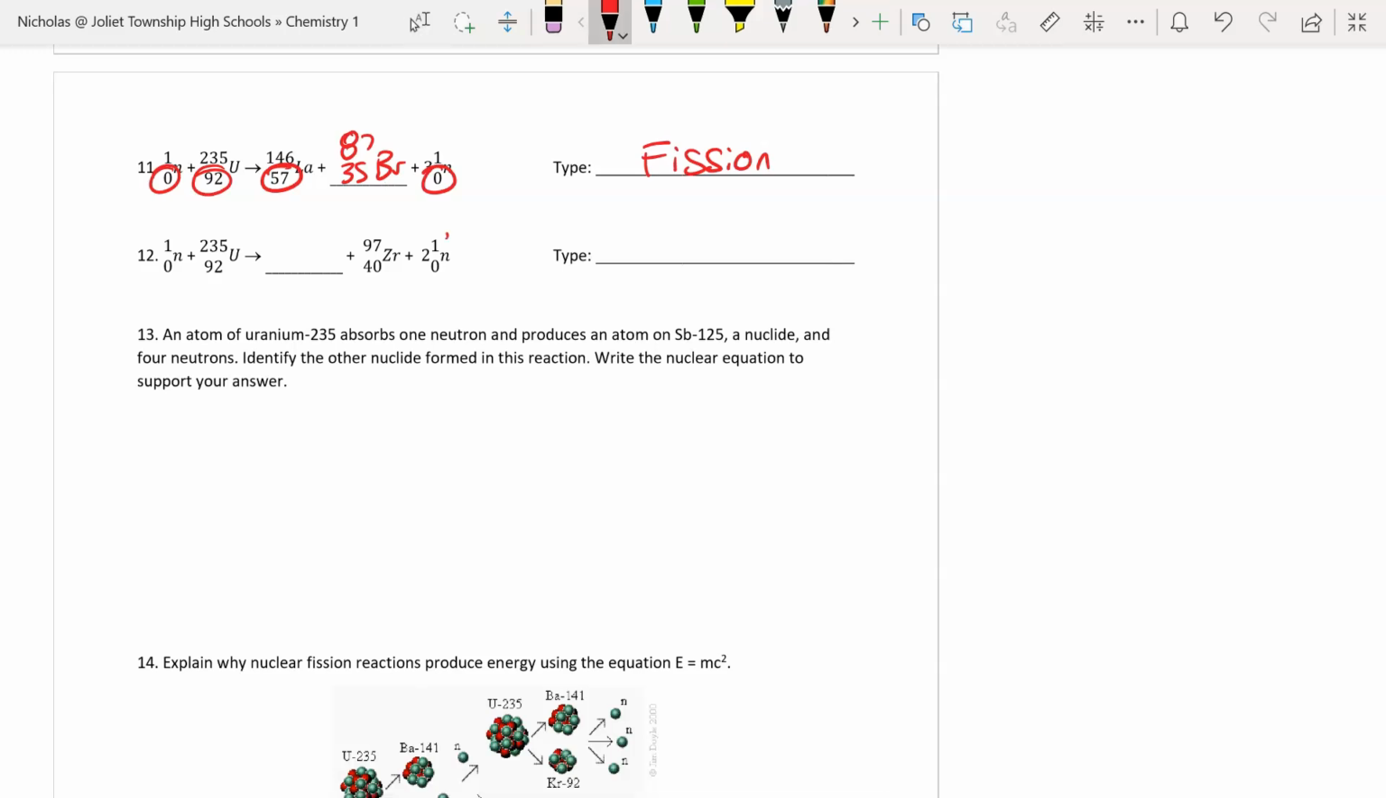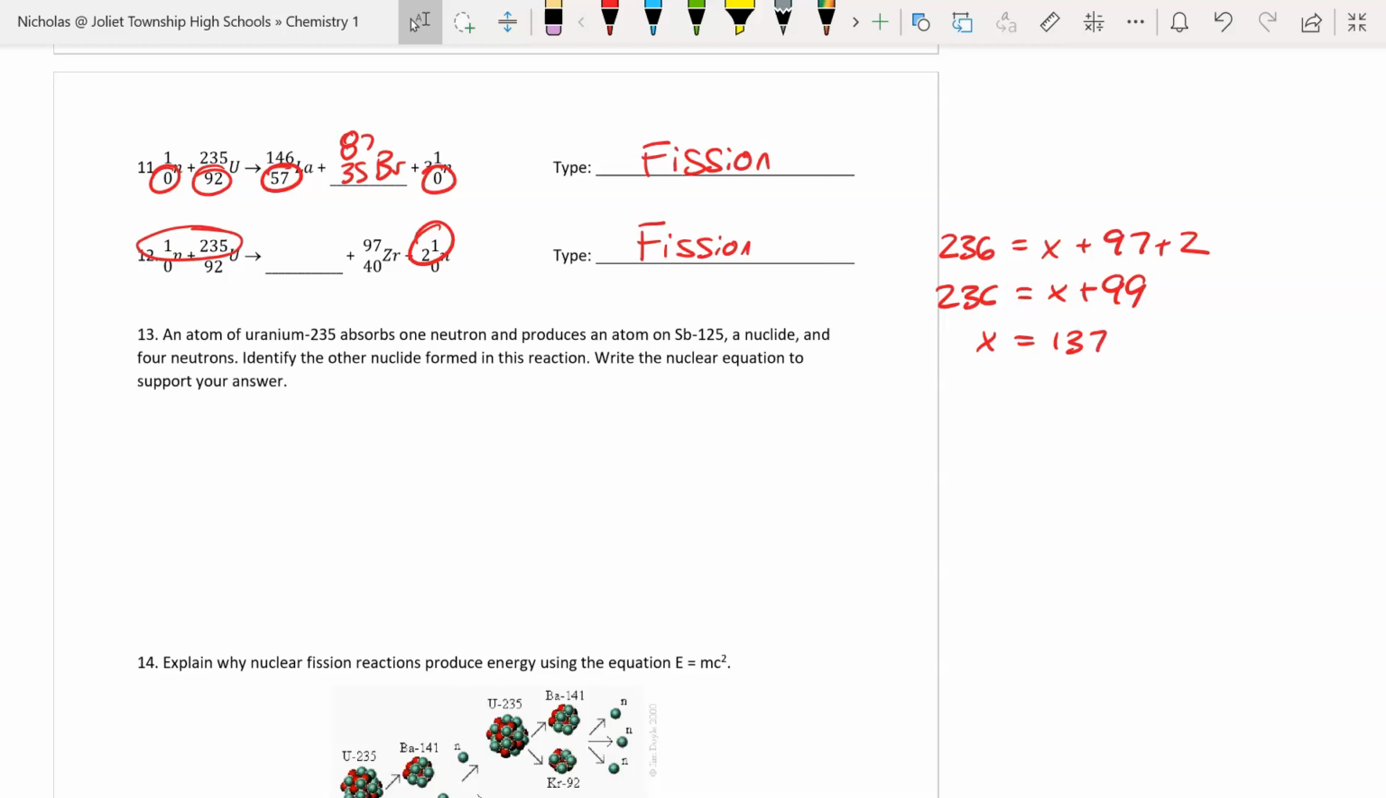This one is actually the exact same type of problem. So we'll approach it the same way. Let's go ahead and balance our equation. So we've got, let's start with the mass number. This is the exact same thing. This is going to be 236 equals, we don't know, plus 97 plus 2 times 1 is 2. 236 equals x plus 99. X is going to be 137.